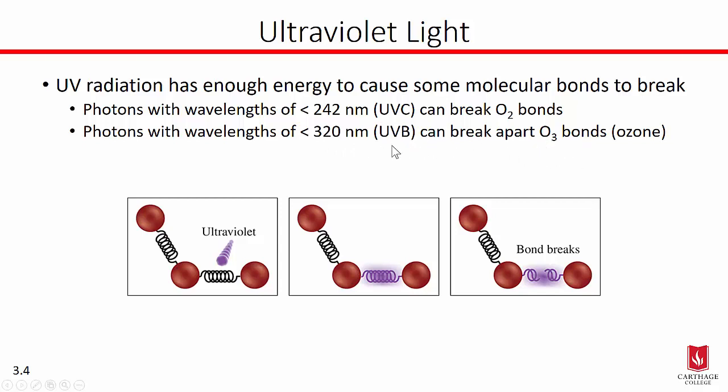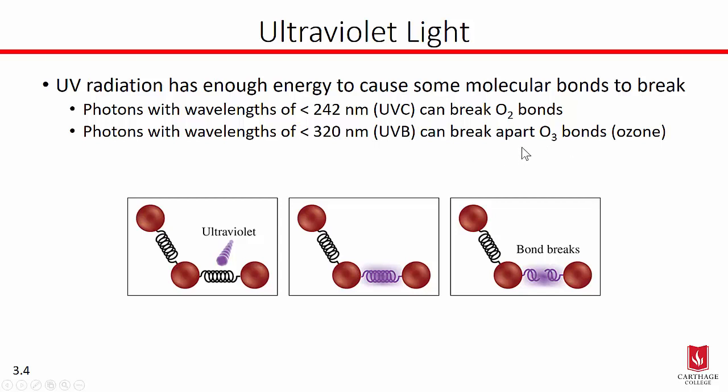So it doesn't have to be just in UVB. Anything that has a lower wavelength than this can break apart ozone molecules. Anything in the UVC, or even if you go further to smaller wavelengths, can break apart ozone. But it has to have at least the amount of energy that 320 nanometer light has to break apart that ozone.